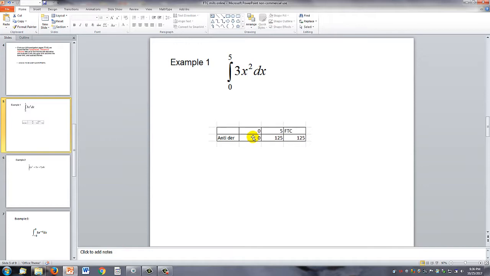And so what Excel is doing is it's inputting the 0 into the antiderivative here and the 5 into the antiderivative here, and then FTC stands for Fundamental Theorem of Calculus, and that's our way of saying we're getting ready to find the area of the curve. We're getting ready to subtract. So we subtract the upper limit's antiderivative value minus the lower limit antiderivative value, and we have that.